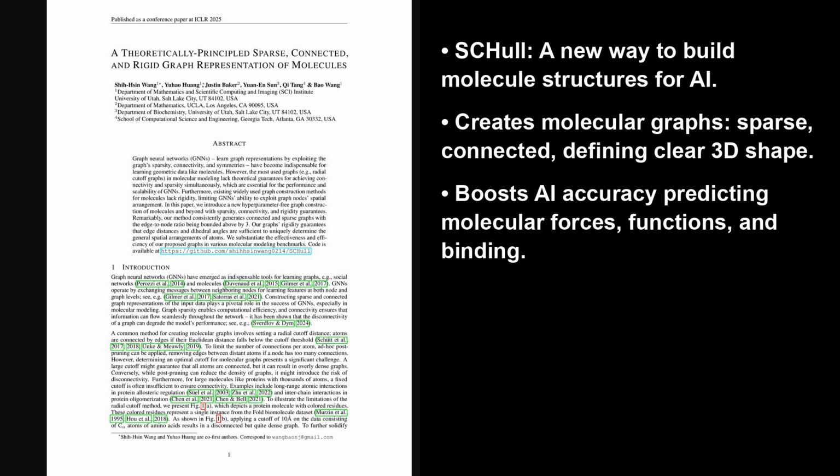Today, we're looking at an ICLR conference paper, a theoretically principled sparse, connected, and rigid graph representation of molecules, published about 3.5 months ago. This paper tackles how AI models, specifically graph neural networks or GNNs, represent molecules. These graph neural networks need molecular graphs that are sparse, having few connections, connected, with all atoms linked, and rigid, ensuring a clear 3D structure. This paper introduces Spherical Convex Hull, or SCHull, a novel method that projects atoms onto a sphere and uses their spatial arrangement to build these improved graphs.